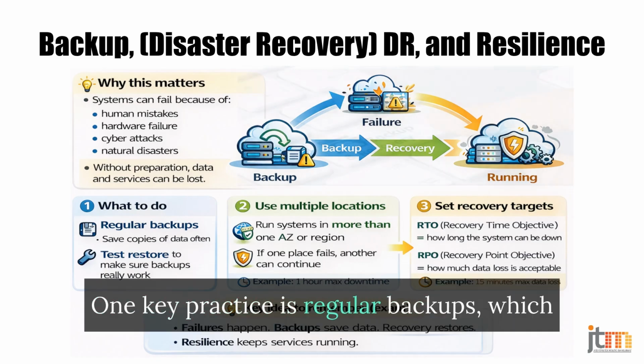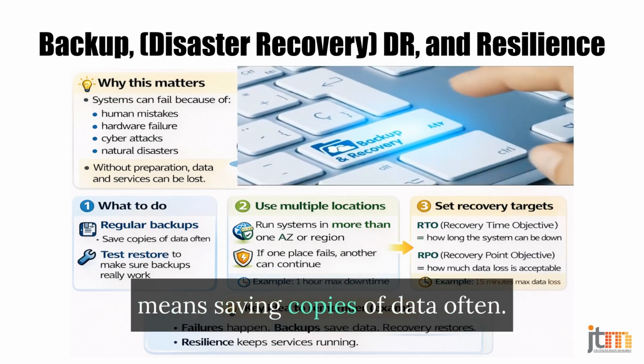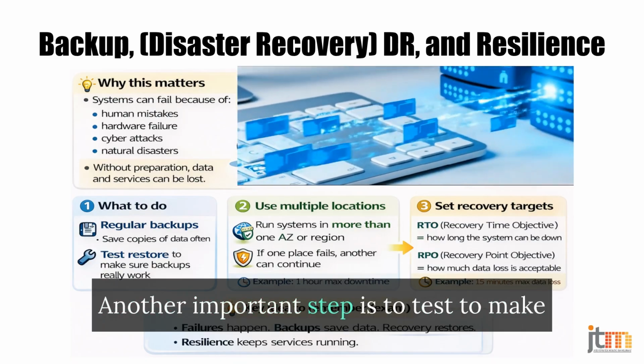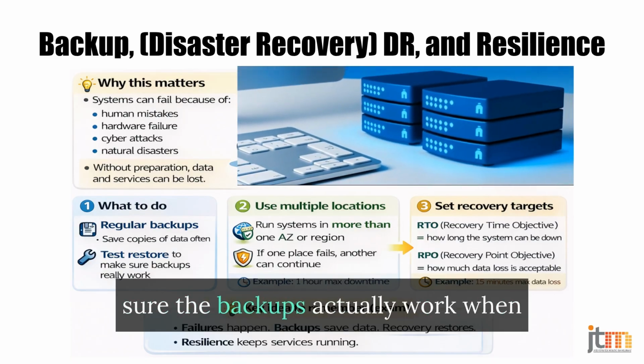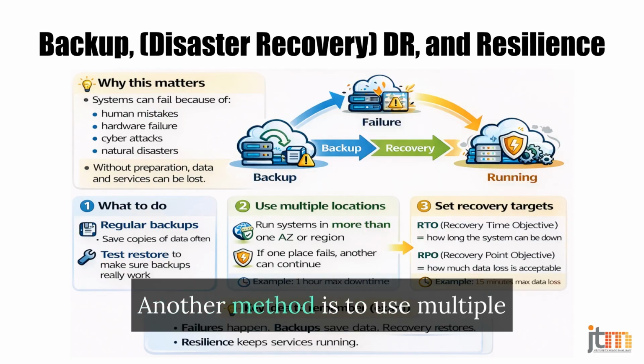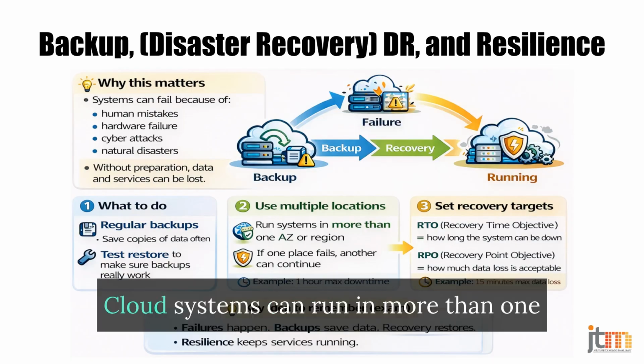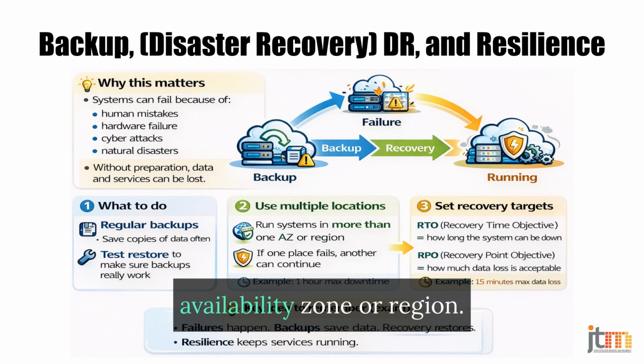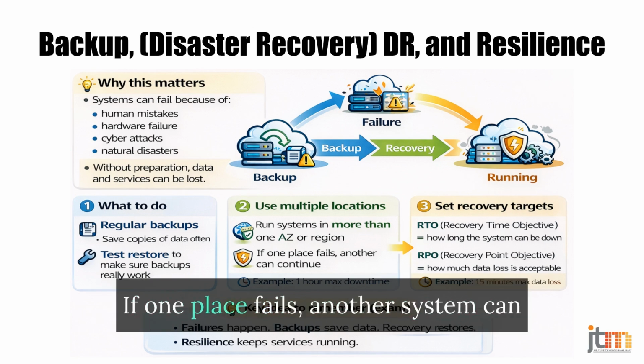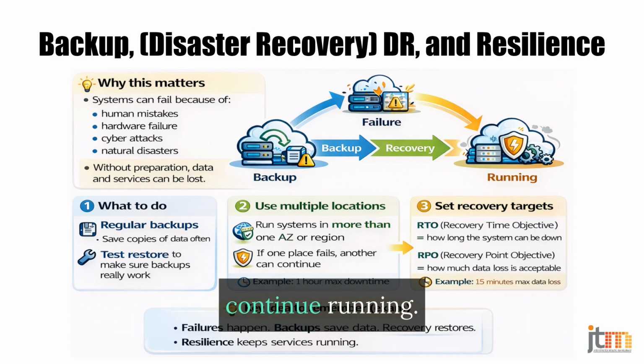One key practice is regular backups, which means saving copies of data often. Another important step is to test restore, to make sure the backups actually work when needed. Another method is to use multiple locations. Cloud systems can run in more than one availability zone or region. If one place fails, another system can continue running.